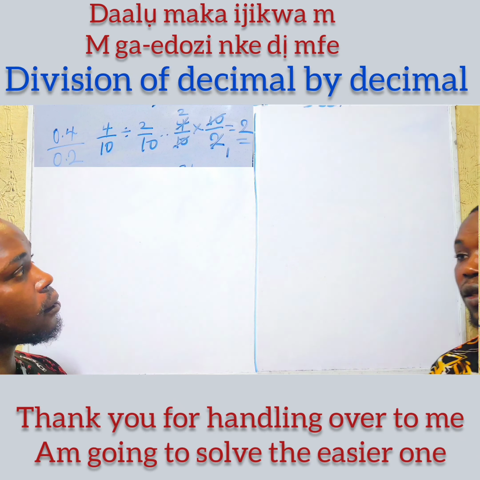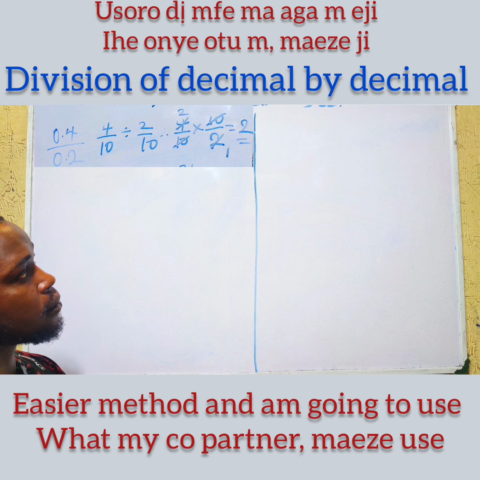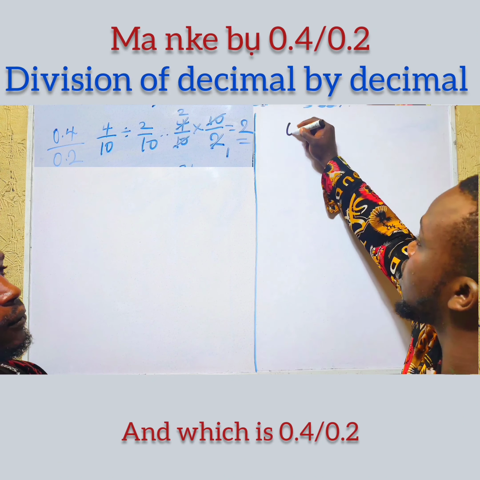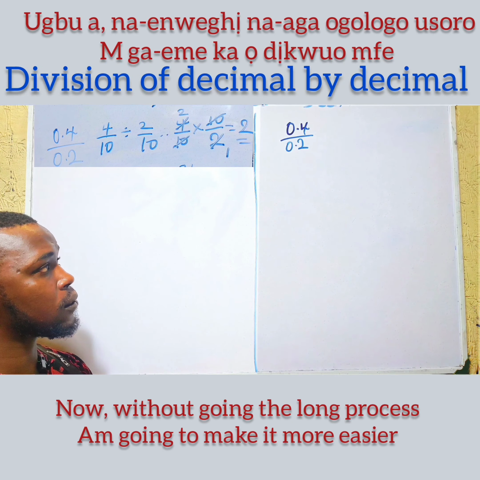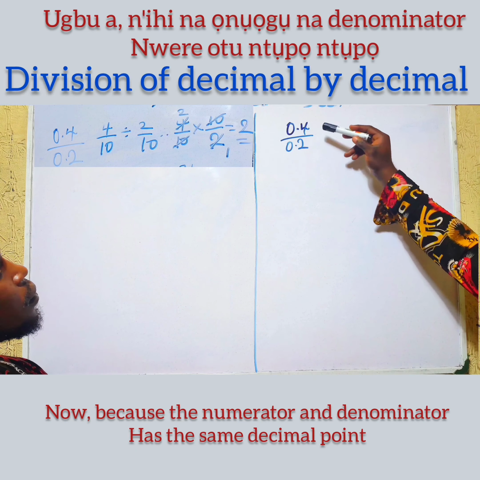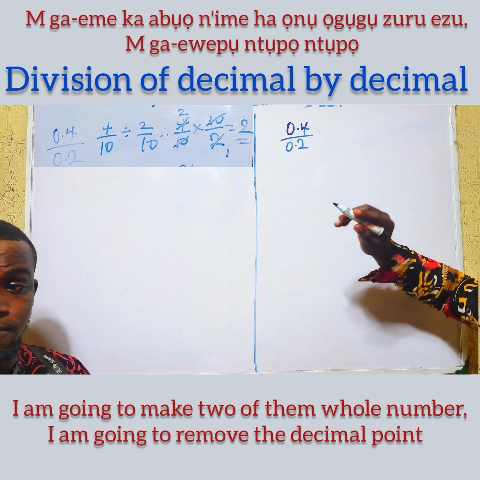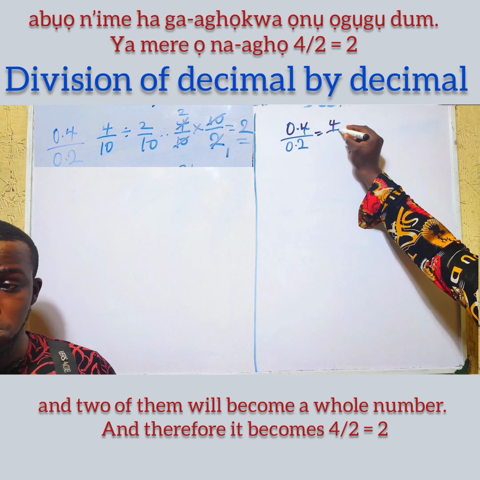Thank you for handing it over to me. I'm going to solve the easier one and the easier method, and I'm going to use what my co-partner Meze used, which is 0.4 divided by 0.2. Now without doing this long process, I'm going to make it more easier. Now because the numerator and the denominator has the same decimal point, I'm going to make two of them whole number. I'm going to remove the decimal point, and two of them is going to become the whole number, and therefore it becomes 4 over 2.